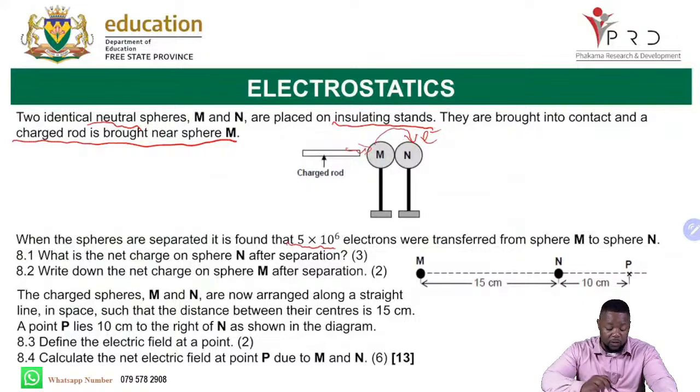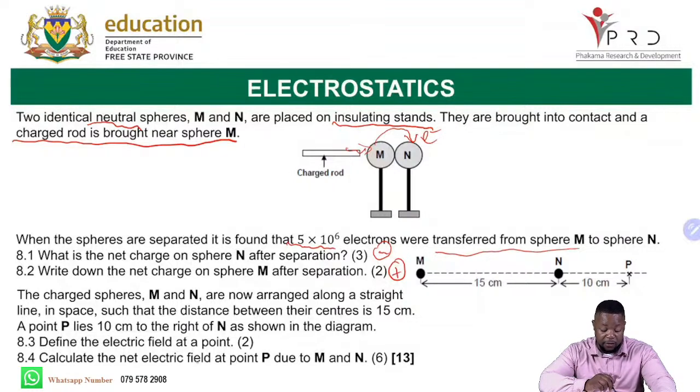Now, the first question says, what is the net charge on sphere N after separation? Remember that sphere N has received some electrons, so we expect it to be negative, but they're not looking for that. And then we expect M to be positive since it lost some electrons. And then the charged spheres M and N are now arranged in this way in space such that the distance between the centers is 15. And then point P lies 10 centimeters to the right of N, as shown in the diagram.